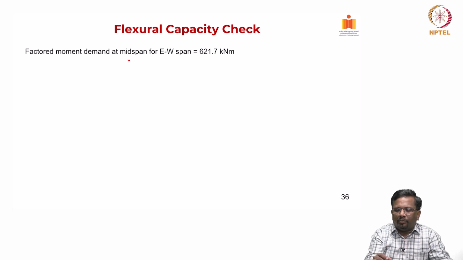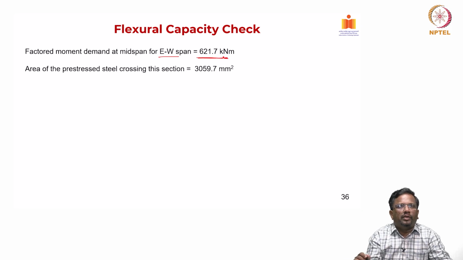Factored moment at mid span, for example, when I look at the east-west span, works out to be 621.7 kilonewton meter, and the area of the pre-stressing steel that is crossing this section is 3059.7 millimeter square, depending upon the number of cables that we have. So, this is a uniformly distributed span.